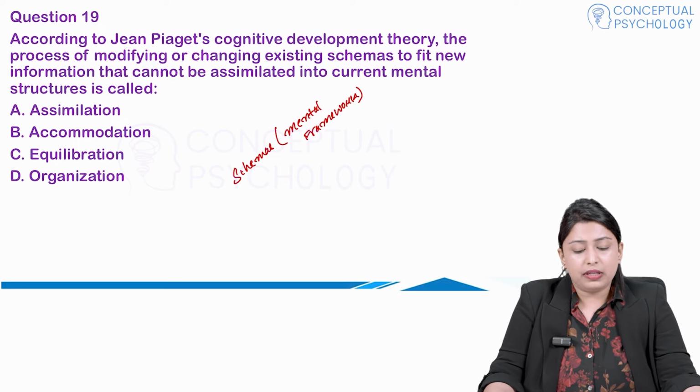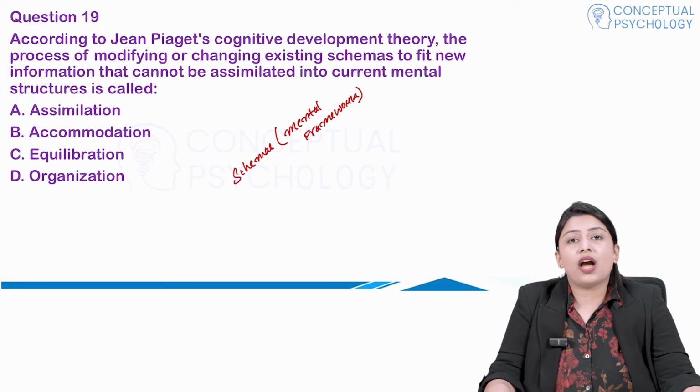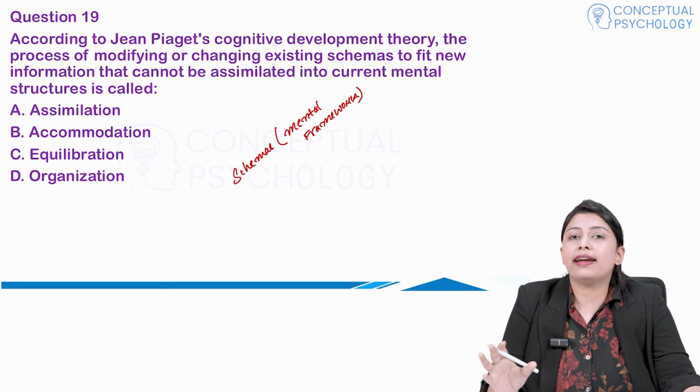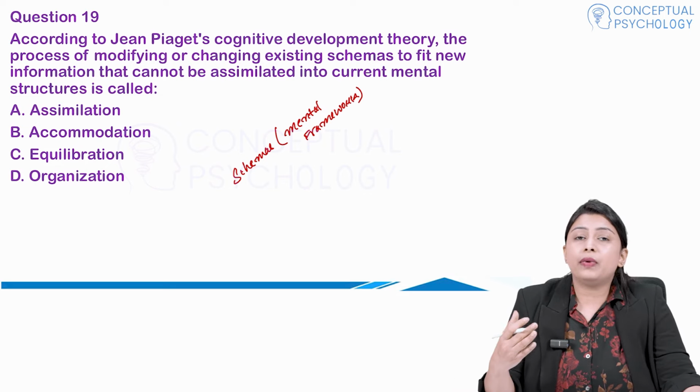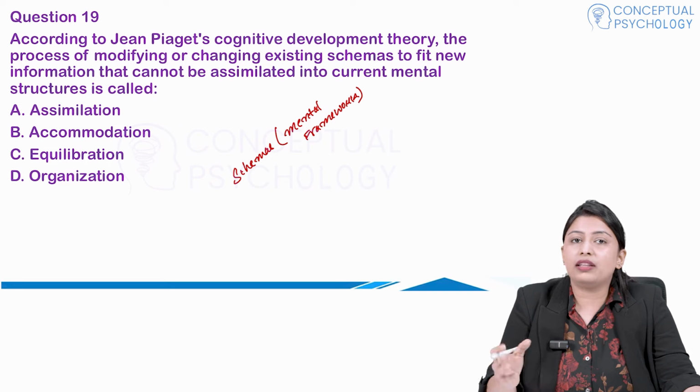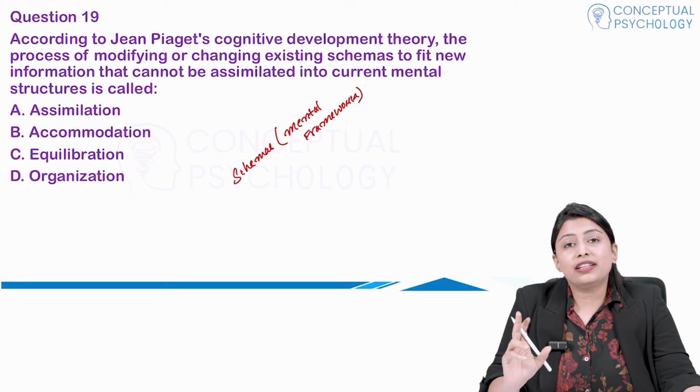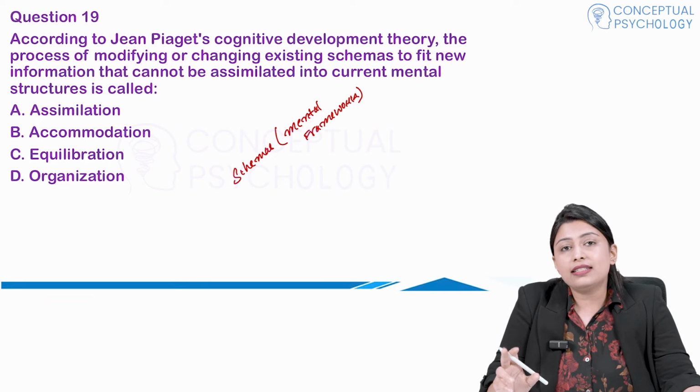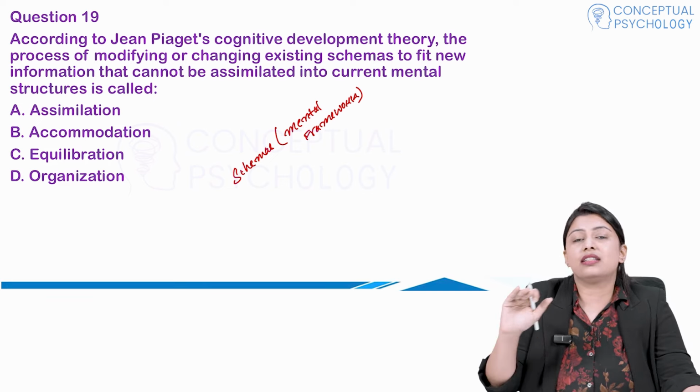Here we could also explain it through a brief example. A child who believes all four-legged animals are dogs must accommodate their schema when they encounter a cat. So it creates a new category for cats as distinct from dogs. This process is very essential for cognitive growth and adaptation. It allows individuals to develop a more sophisticated and accurate understanding of the world. So the correct answer is B.